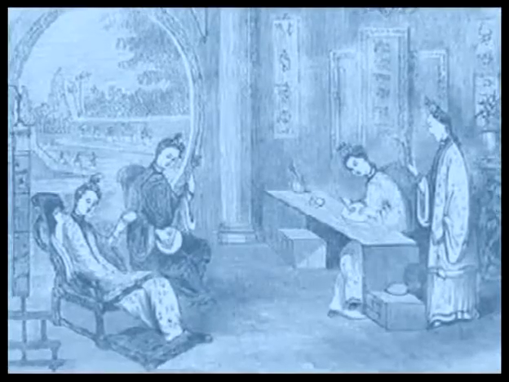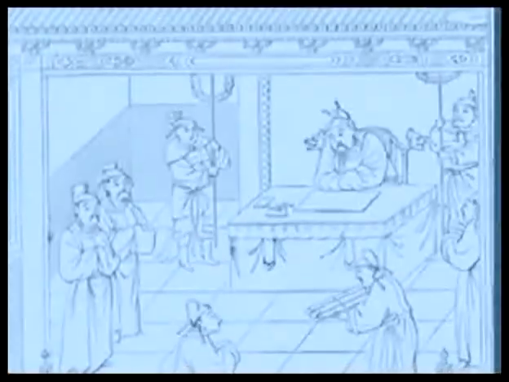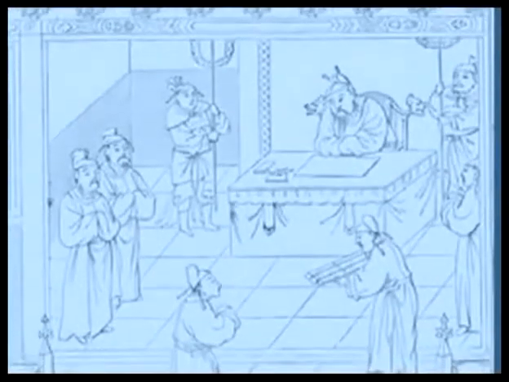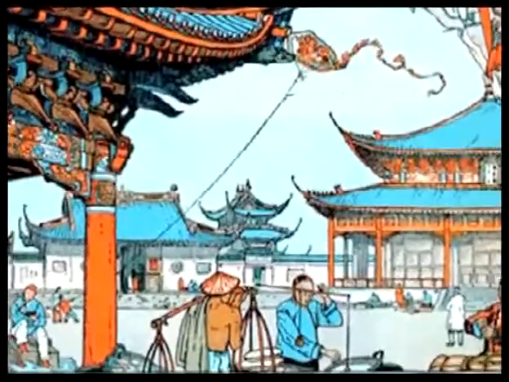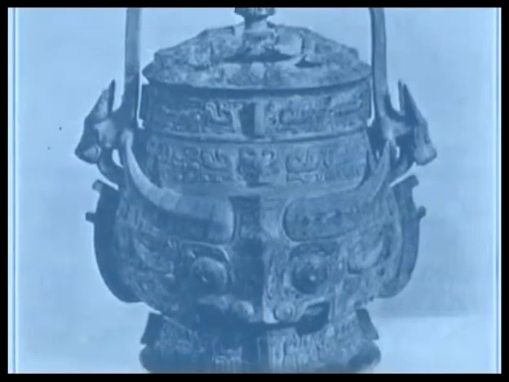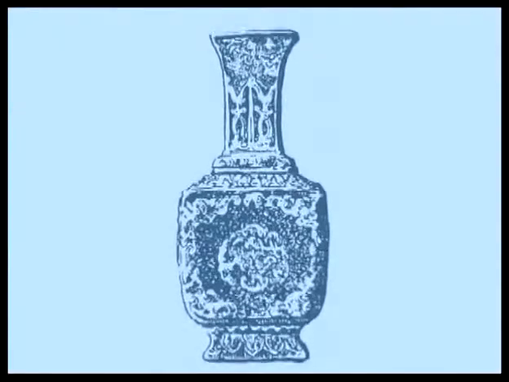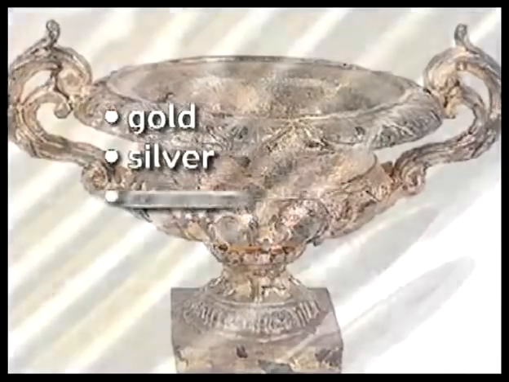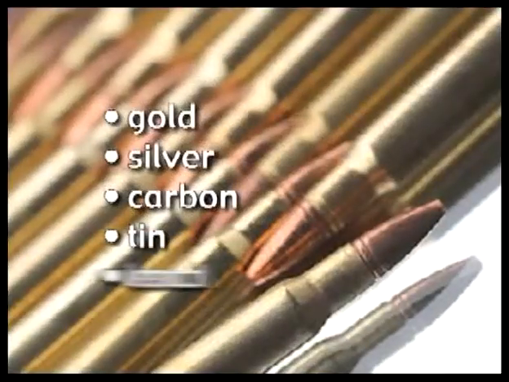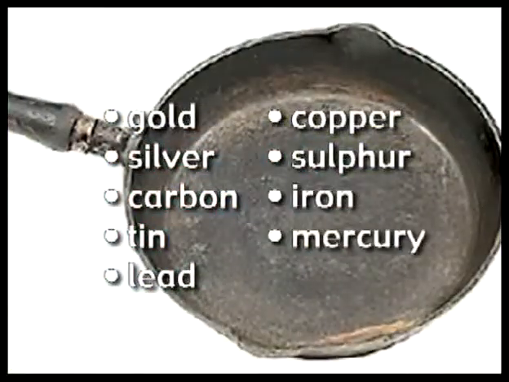Similar ideas about the natural elements existed in ancient Chinese philosophy, with metal and wood added to the elements of earth, fire, and water. In addition to these ideas, ancient people discovered and used many chemical elements recognized in modern science. These included gold, silver, carbon, tin, lead, copper, sulfur, iron, and mercury.